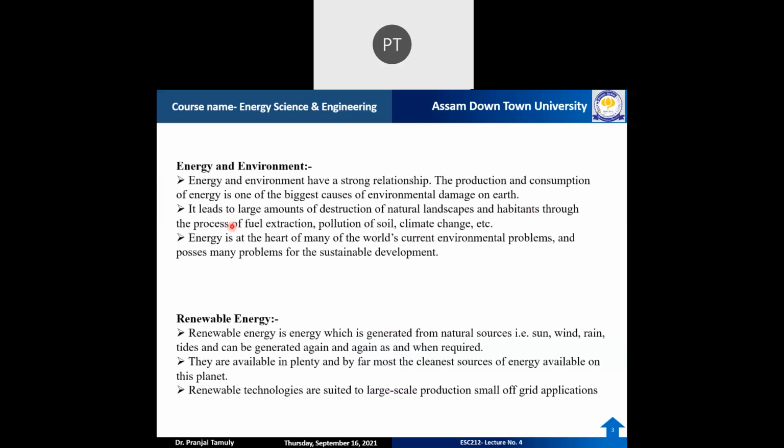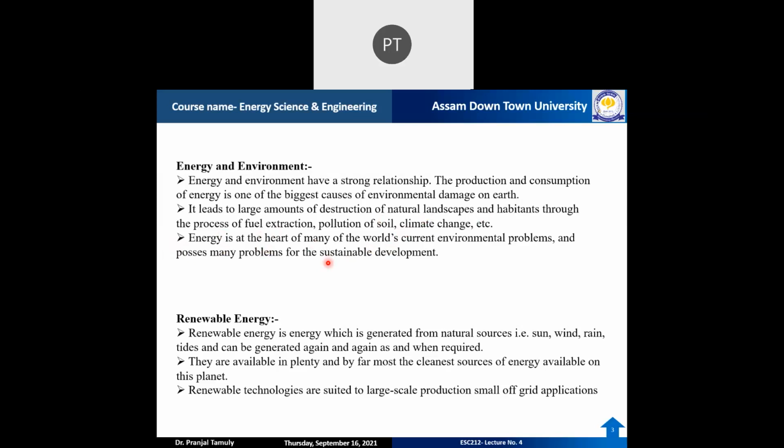It leads to a large amount of destruction of natural landscape and habitats for the process of fuel extraction, pollution of the soil, and climate change. So energy is at the heart of many of the world's current environmental problems and poses many problems in sustainable development. You may have heard of the term global warming.